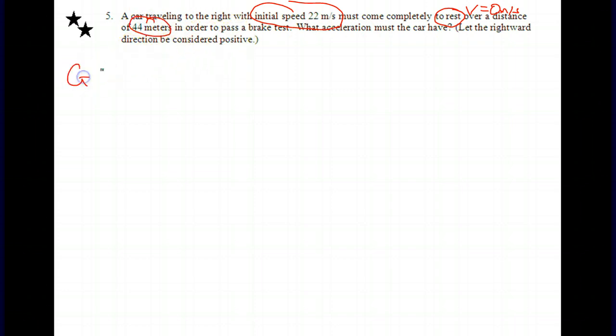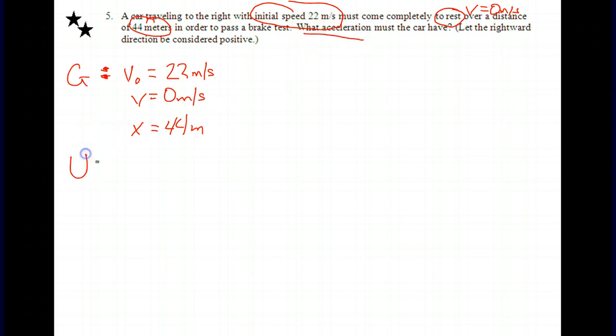So with our givens, we can list out some information. Here's our givens. The initial velocity being 22 meters per second, the final velocity being 0 meters per second, and then your displacement being 44 meters. And then it asks, what acceleration must the car have? So there's our unknown acceleration.